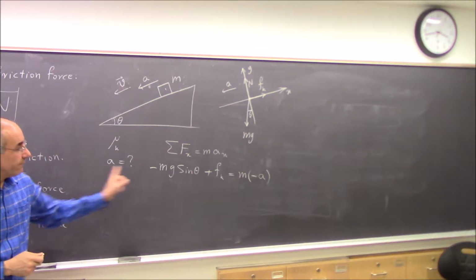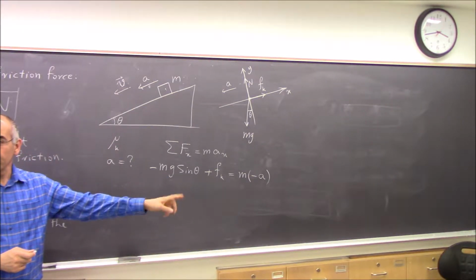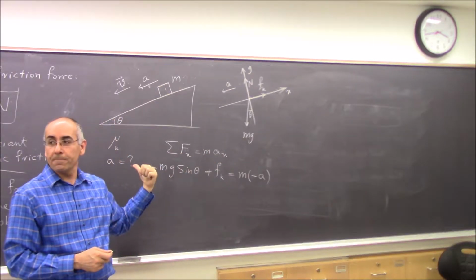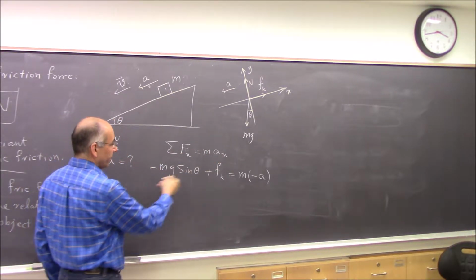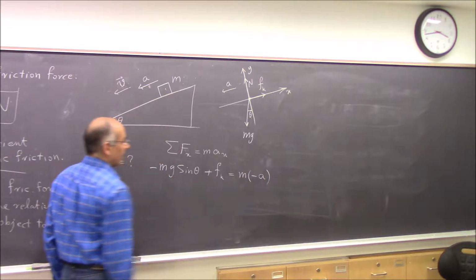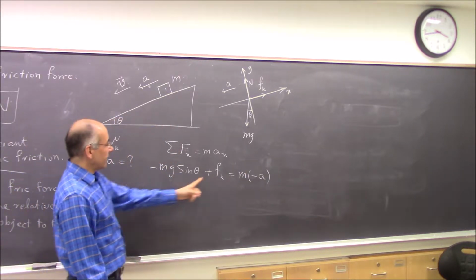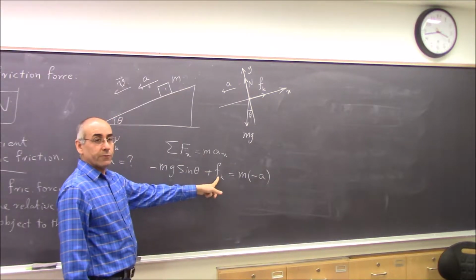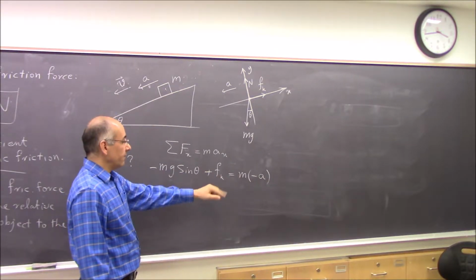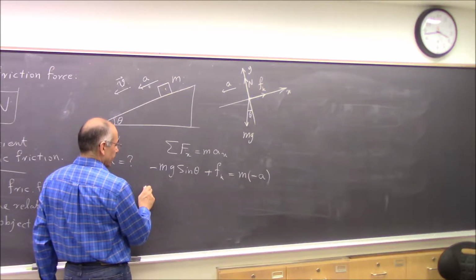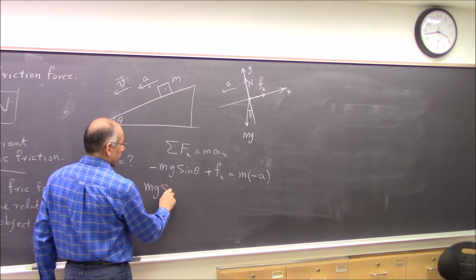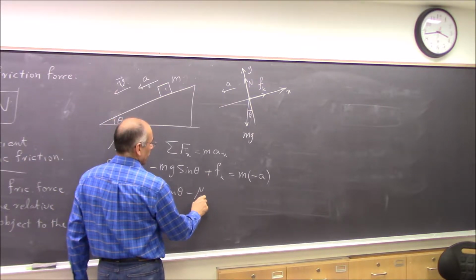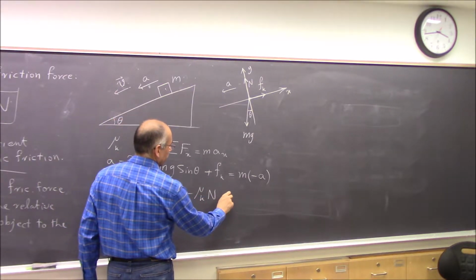If you multiply everything by a negative sign, it is the same as taking the x-axis the other way. Right? We can multiply everything by a negative sign, so we get ma. But anyway, Fk, by definition, is equal to mu k times normal force, right? And if I multiply everything by a negative sign, I get mg sine theta minus mu k times normal force equals ma.